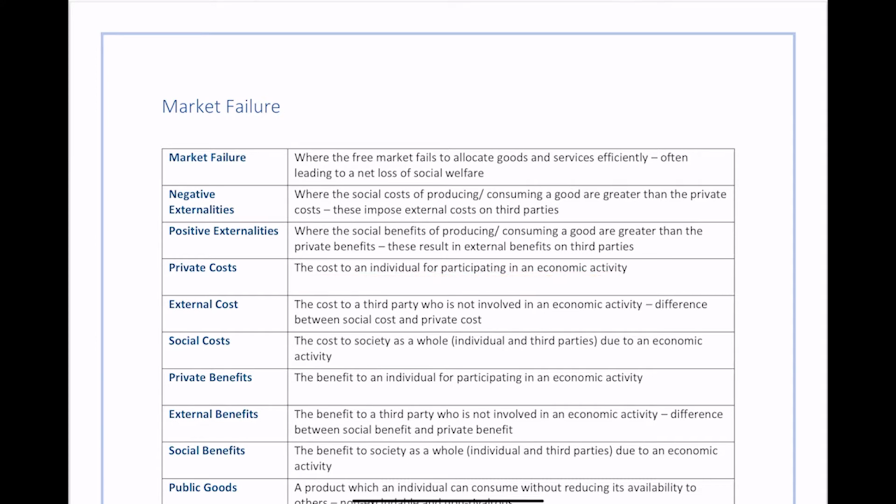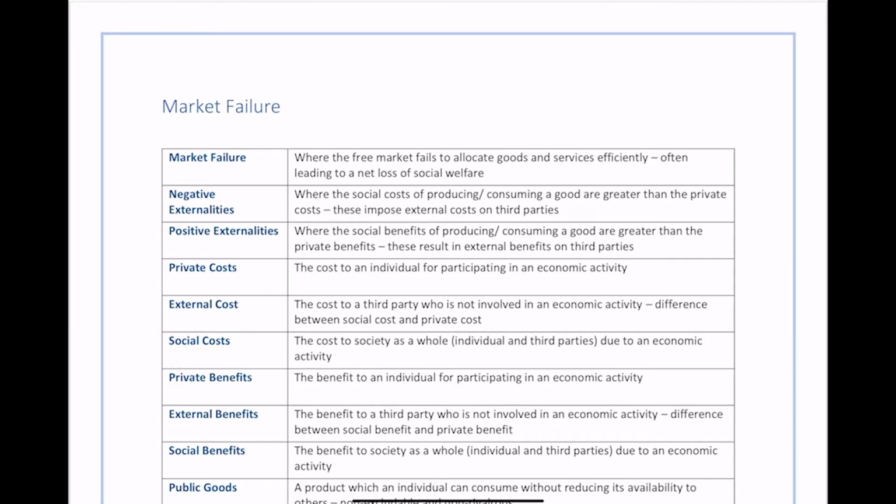The external cost is basically the cost to someone else who's not part of what you're doing. So you can think of it as the difference between the social cost, which is the cost to other people plus yourself, minus your private cost. That's the external cost. So yeah, social cost we just talked about here.